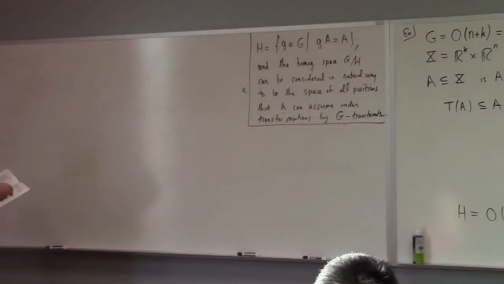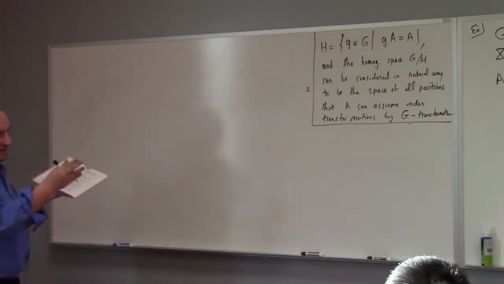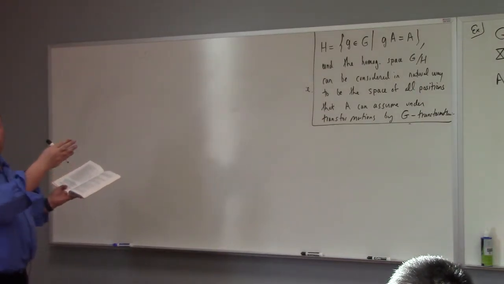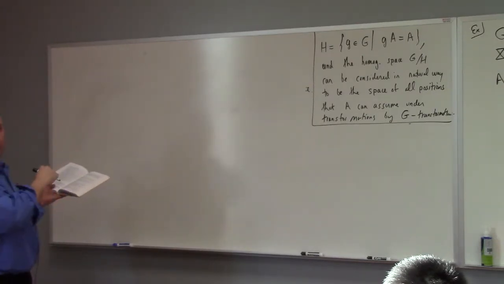But let's see here. So the next thing up here. Oh, I've forgotten. Side comment, small comment. This quotient, this homogeneous space, when is it Hausdorff?